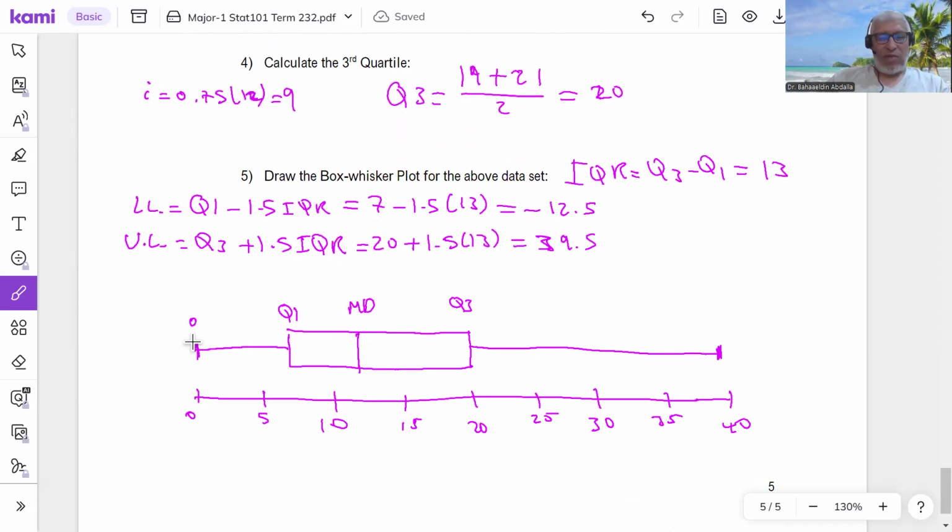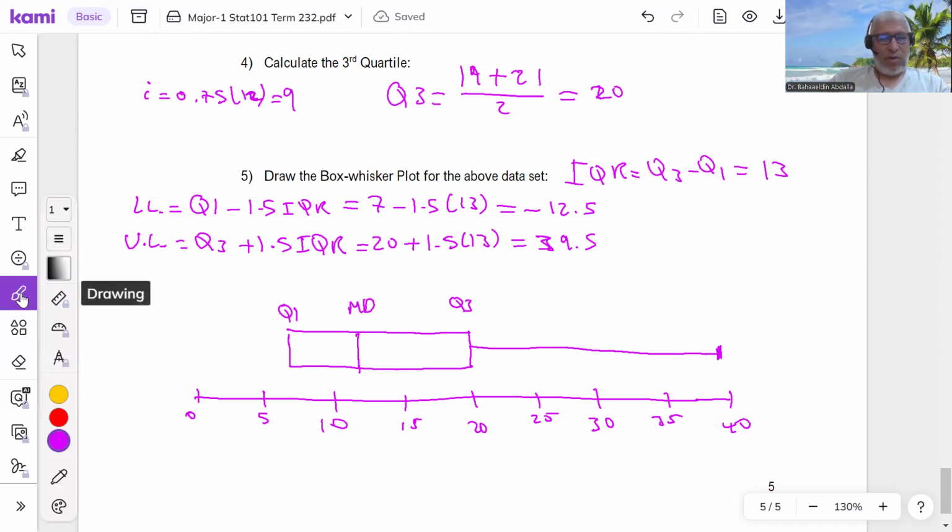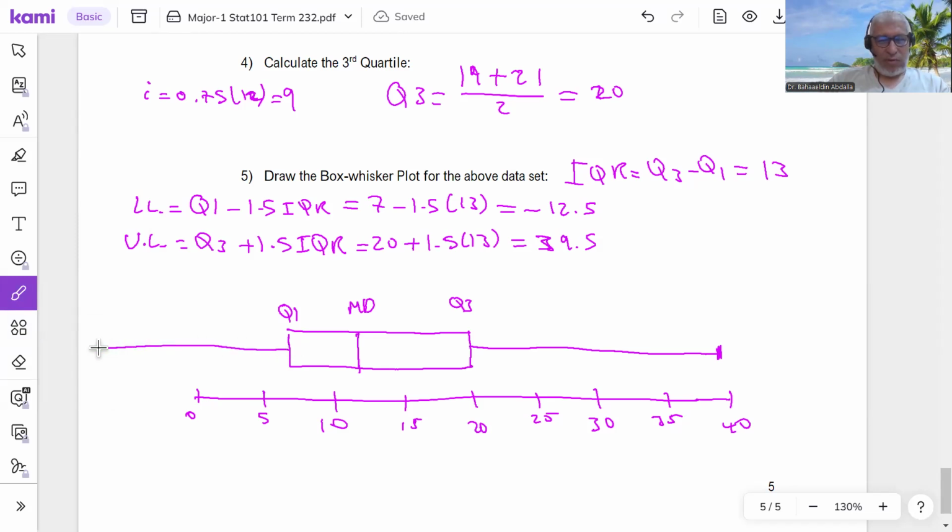If you want to take it to negative 12.5, you say up to here. That would also be okay. You can do that and that. Let me take it to, what is it, negative 12.5, somewhere here.